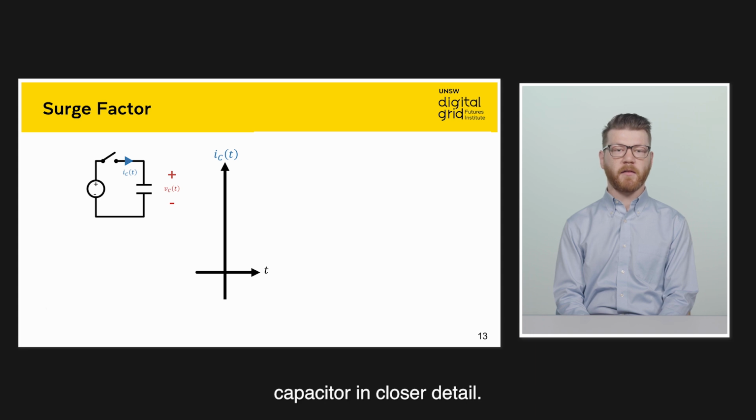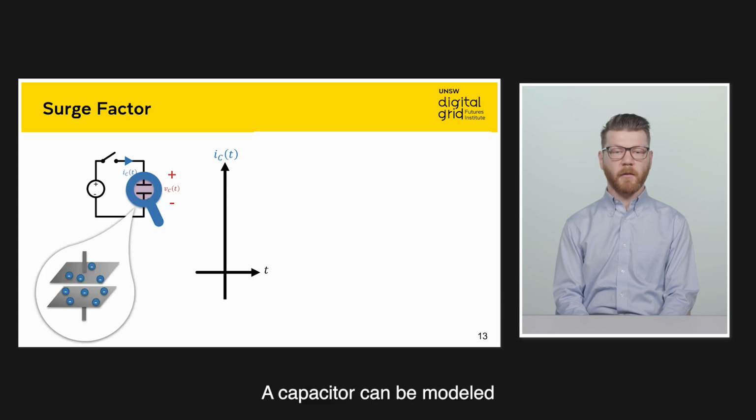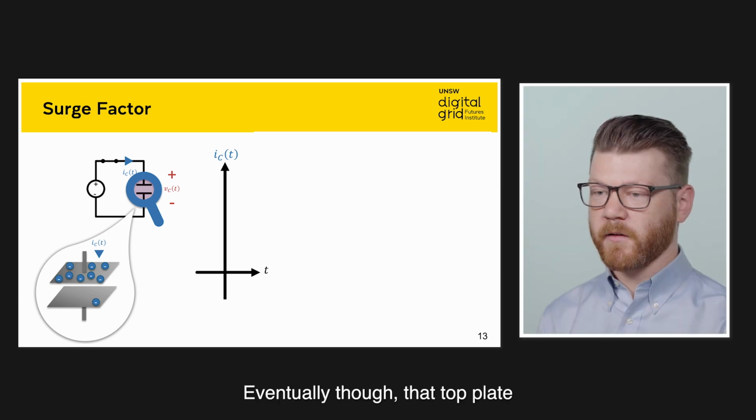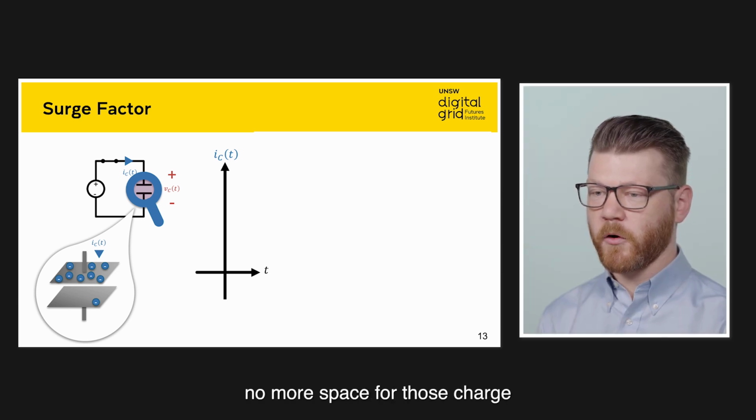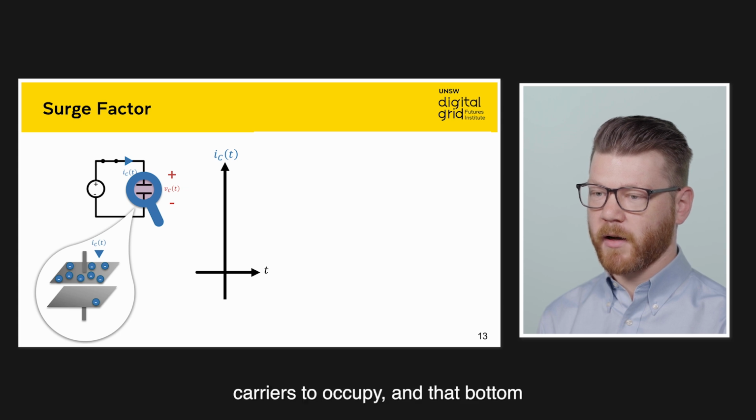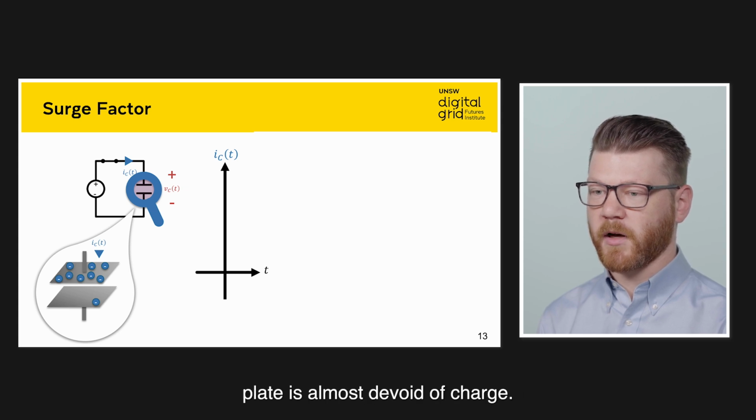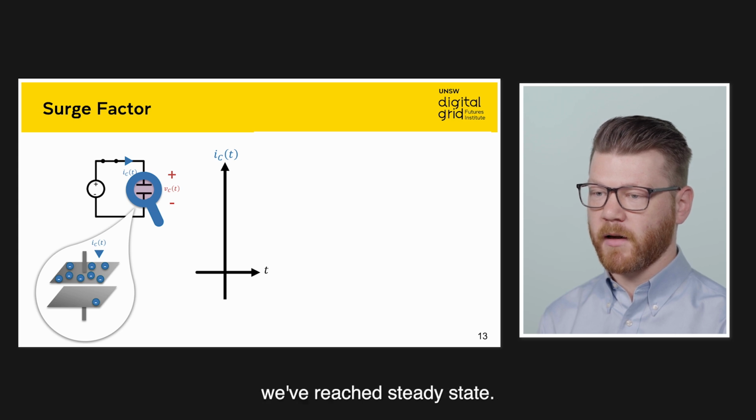Let's have a look at that capacitor in closer detail. A capacitor can be modeled by a simple set of parallel plates separated by some space. At rest, there is some population of electrons that exist on both of those two plates. But the moment we close our switch, we inject current into the top plate and current will be pushed out of the bottom plate. Eventually though, that top plate fills up with electrons and there's no more space for those charge carriers to occupy, and that bottom plate is almost devoid of charge. This is the point at which our capacitor is fully charged and we've reached steady state.